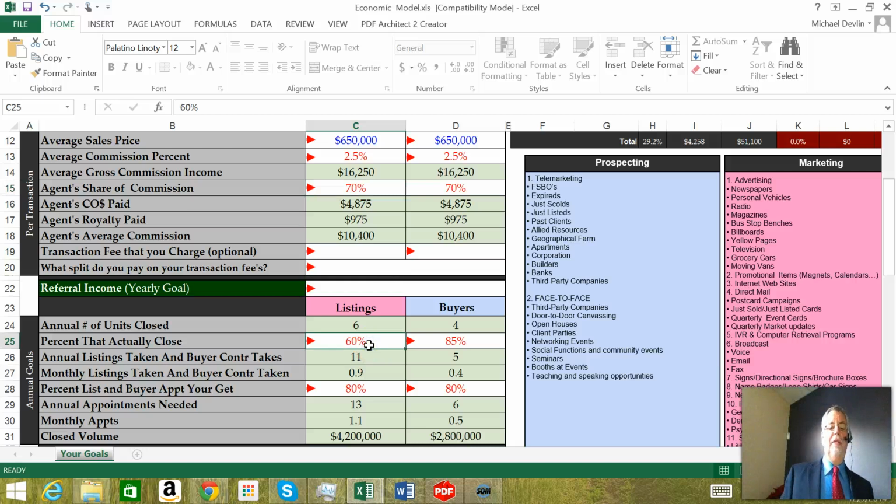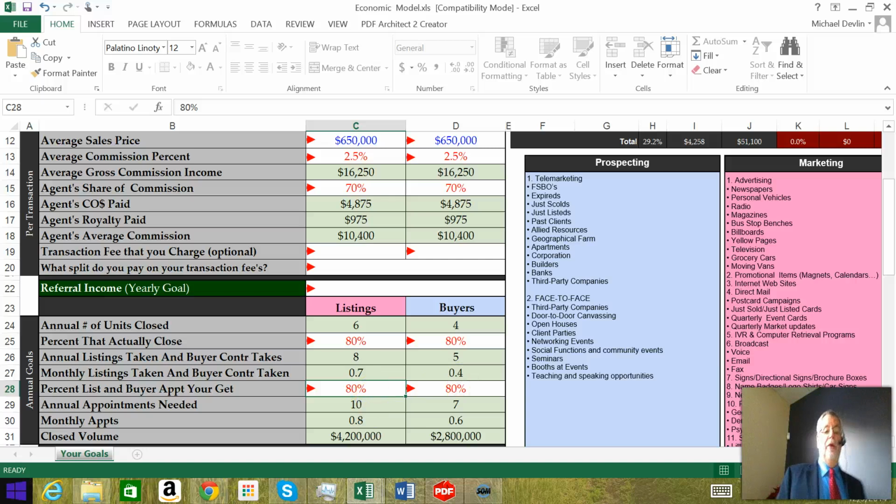And the percent that actually close, our listings percent that actually close is way higher. But why don't we just say 80%? See how sometimes it likes that. And buyers that close, we're just going to say 80%. All right. So that would mean you would need 8 listings, 5 buyers in order to reach that, which means less than 1 a month would be the appointments that you would need.